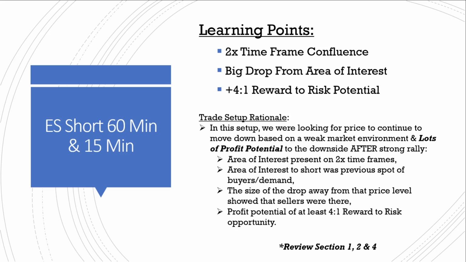Also, there was a big drop from the area that we were looking to short at, and that's why it was the area that we were looking to short at, because there was a big drop from that particular price level. And then finally, the risk to reward ratio was over 4 to 1 to the downside, and so anytime you have something really over 3 to 1, you're in good shape, and those are the type of opportunities you want to be taking. So let's get right into the charts and take a look at the examples.